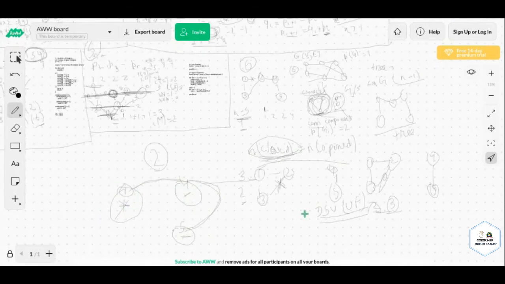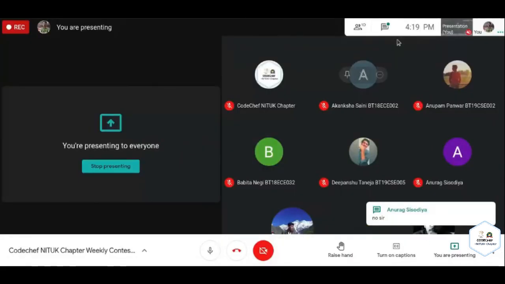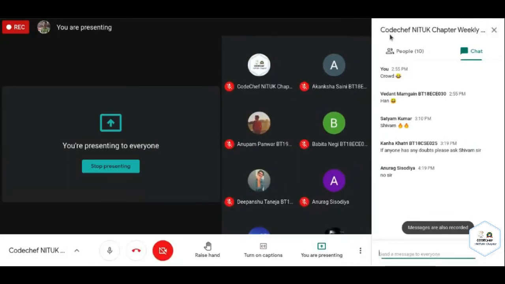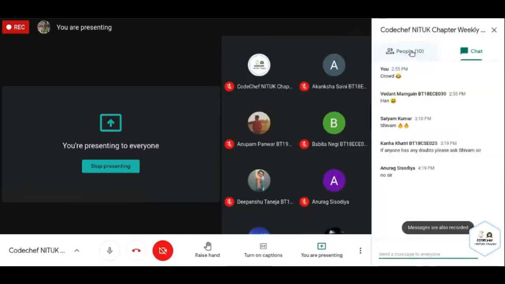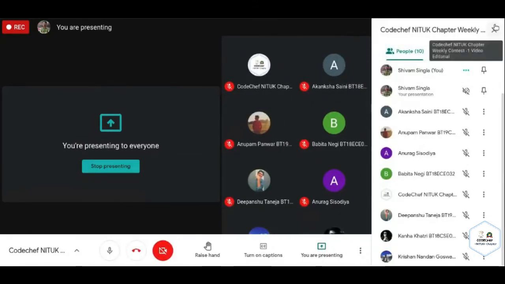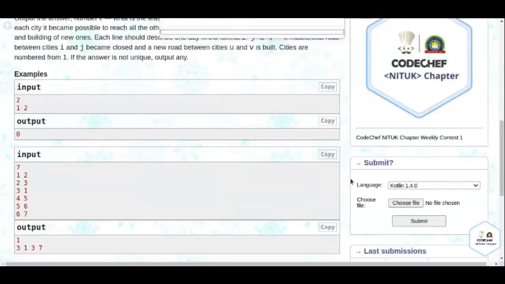Okay. Any confusion so far? Okay. So strength is decreased to 10. Okay. No worries.